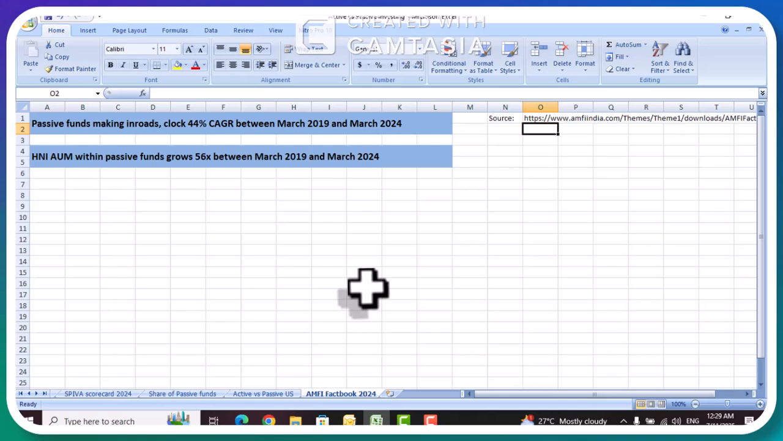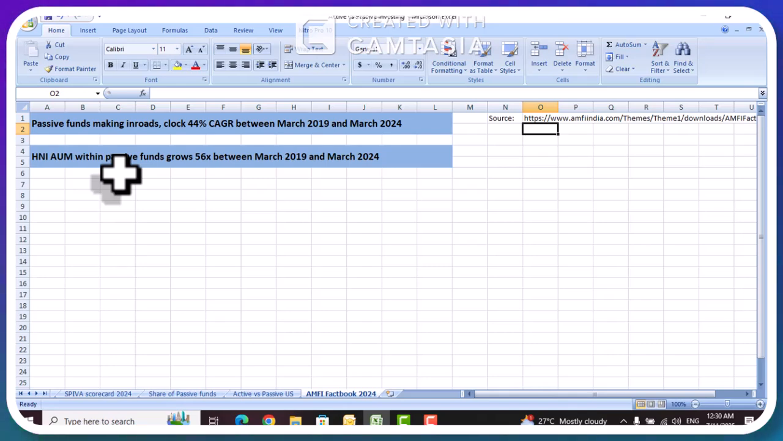Then let's look at these numbers from the AMFI report. The source is again here in the Excel. Passive funds are making inroads much faster. They have grown at a CAGR of 44% from 2019 to 2024. And HNIs, high net worth individuals, are the earlier adopters in the passive funds category, because their AUM has grown 56 times between March 2019 and March 2024. So that's something to think about.